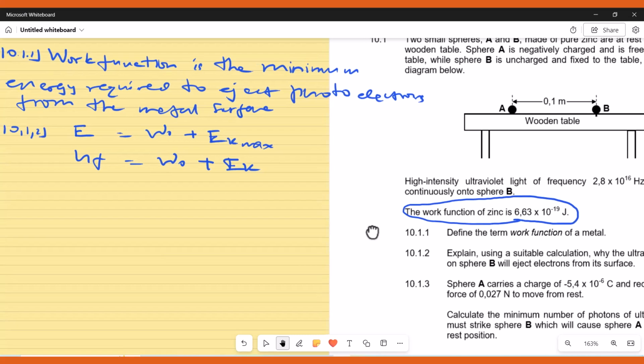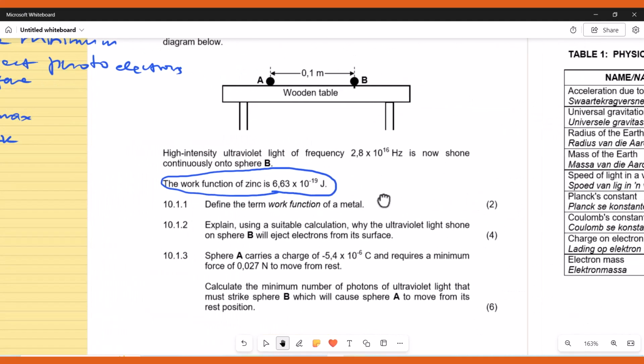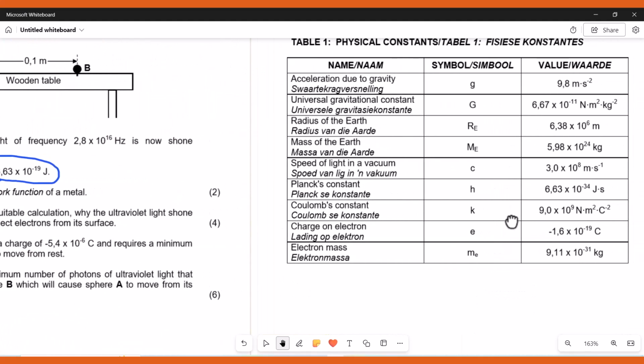So our energy for the incident or incoming light is going to be E given by h times frequency. Now this h is a constant, which is Planck's constant. That is 6 comma what? If you check here, it is 6,63 exponent negative 34.